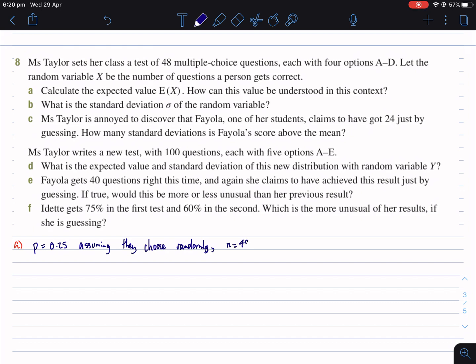N equals 48, so the expected value is NP, which is 48 times 0.25, so that's 12. So they should get 12 right if they choose randomly. Oh, we need to interpret it. They should be expected to get 12 right if they choose randomly.